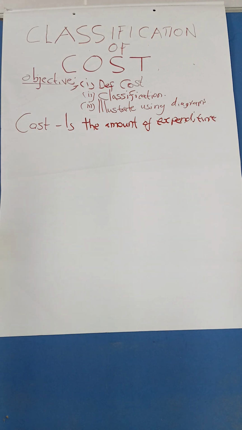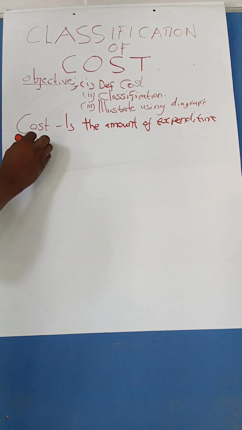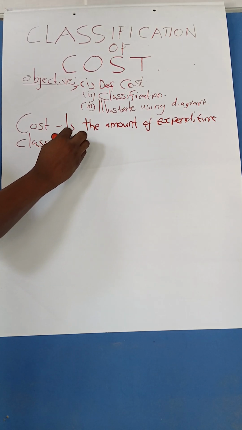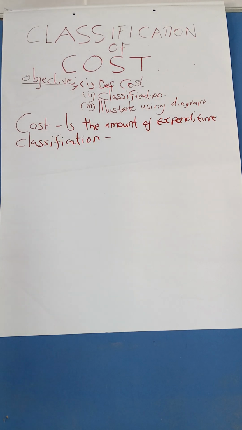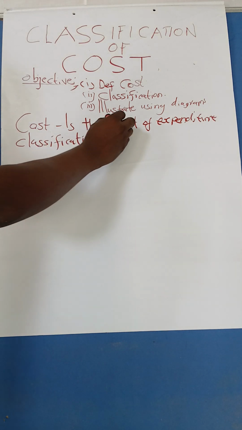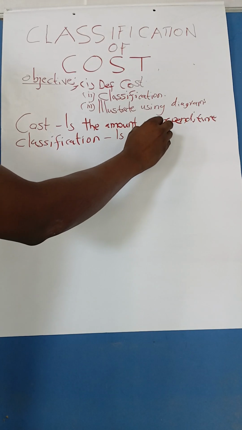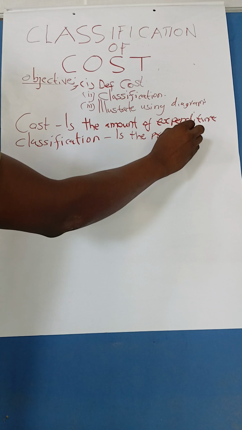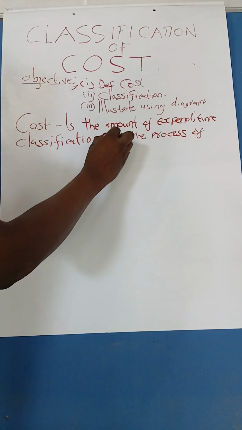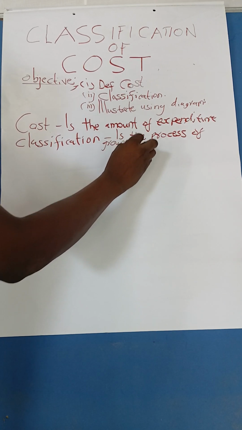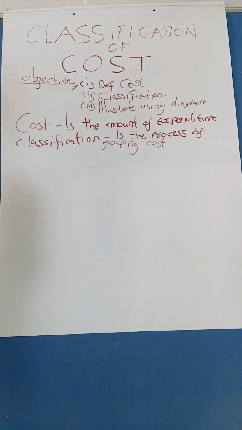Good. Now, that said, we have to go to classification. Classification, in this case, we say is the process of grouping cost.